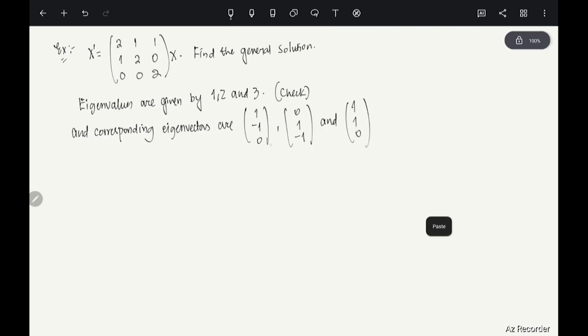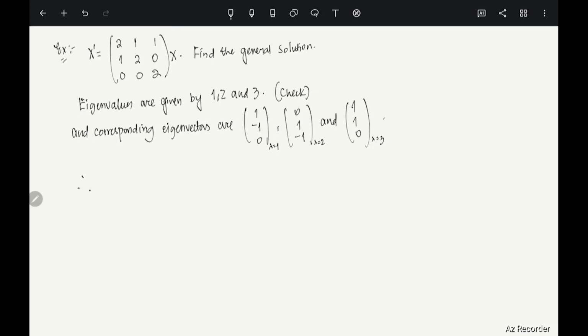Clear? So this is lambda equals 1, lambda equals 2, and lambda equals 3. Please don't change the order, because otherwise there won't be a solution. Corresponding to lambda j, if Vj is the eigenvector, then Vj e to the power lambda j t will be a solution. So you can't change the order, you have to be very careful about it.